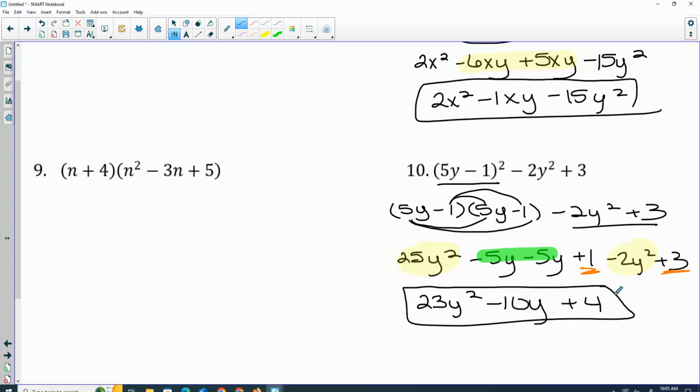So on these multiplication problems, make sure you multiply it all out and then look for anything you can put together. Like terms have the same variables. When you add and subtract, those variables do not change. They only get changed when we're multiplying or dividing.